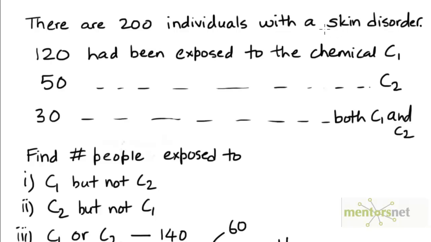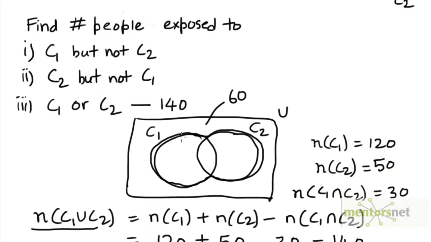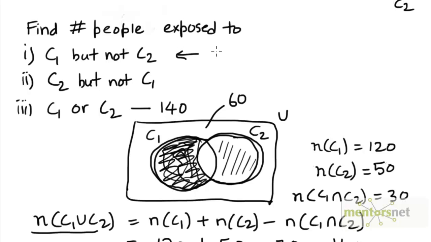skin disorder. Now we also have to find out how many people were exposed to C1 but not C2. So this would be the number of elements in this region over here. And the second part asks us to find out the number of people who were exposed to C2 but not C1. So that would be the number of elements in this set over here. So this first set is the set C1 minus C2. The second set is the set C2 minus C1. The elements in this set are those that are present in C1 but not in C2. The elements in this set are those that are present in C2 but not in C1.